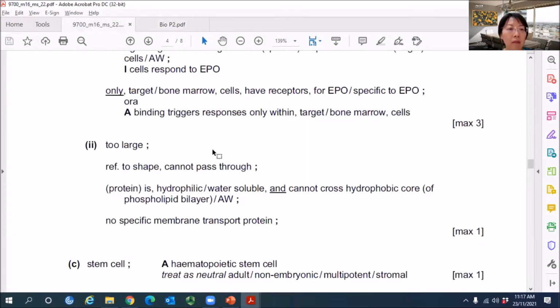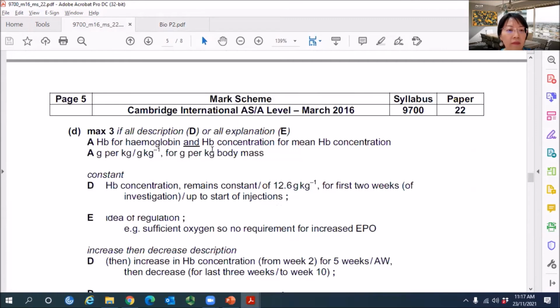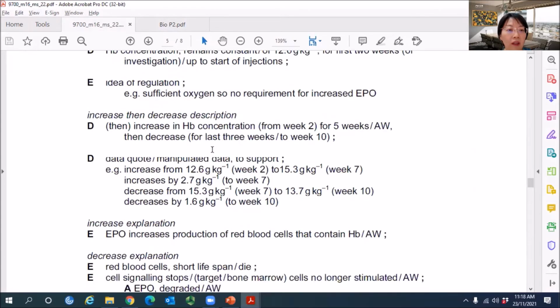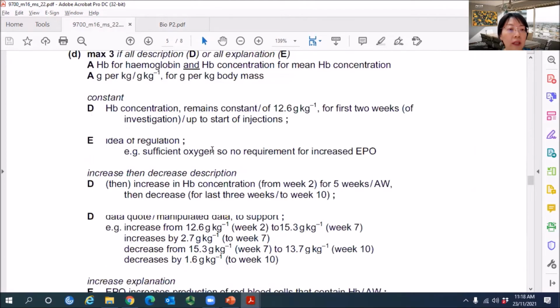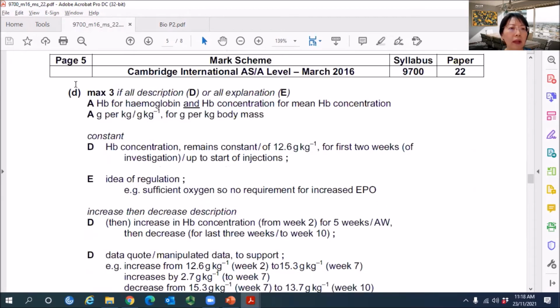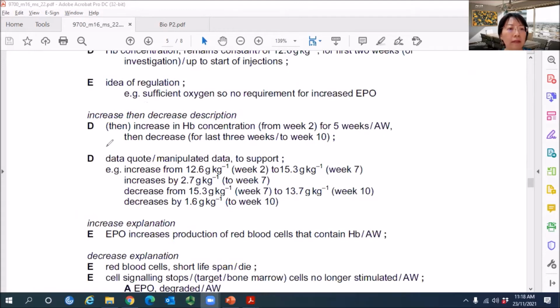Let's look at the mark scheme. All these are descriptions. You see constant. So the constant got marked, the increase got marked, the decrease got marked. Just now we talked about the constant region, and then we've got an increase, then decrease description, so that one got give mark. Then you see the code the data.